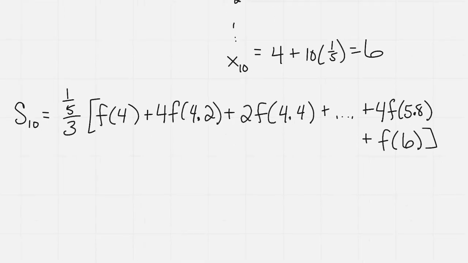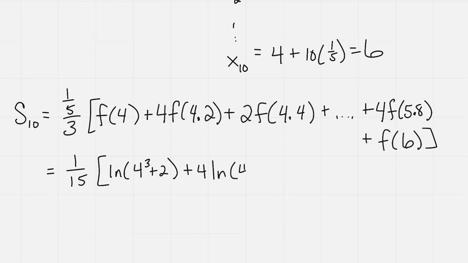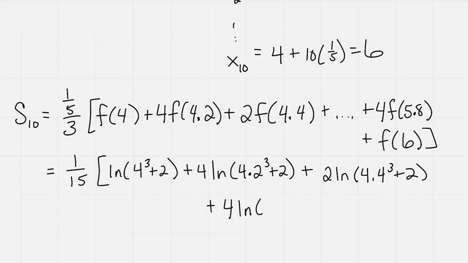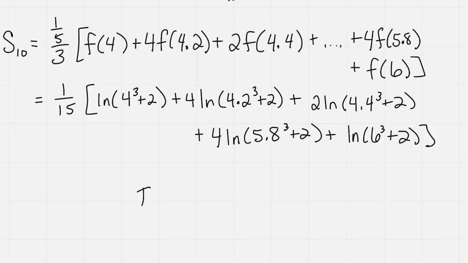And if we apply our actual function to this, our natural log of x cubed plus 2, 1/5 over 3 is equal to 1/15, so I'll just write that there. f of 4 would be natural log of 4 cubed plus 2, plus 4 times the natural log of 4.2 cubed plus 2 for our second term. Our third term is that coefficient of 2, so that's 2 times the natural log of 4.4 cubed plus 2, plus the second to last term, which was with a 4 coefficient, so 4 times natural log of 5.8 cubed plus 2, plus our final term, which was natural log of 6 cubed plus 2. And again, I want to go and do all my calculations in Google Sheets.